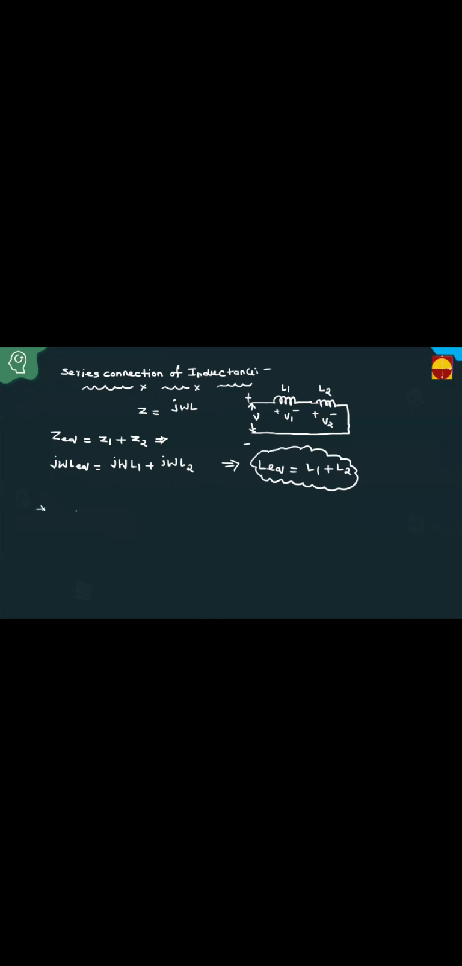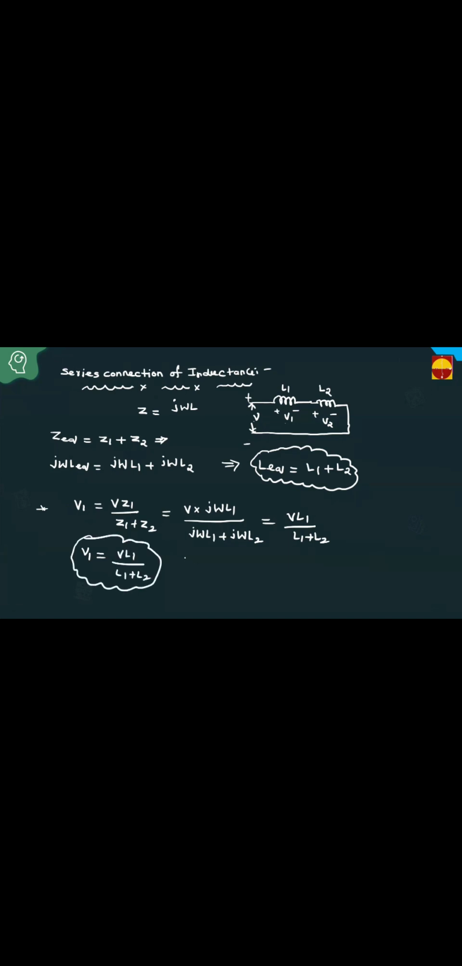Before that, apply the voltage divider rule. V1 equal to V into Z1 by Z1 plus Z2. Replace this: V into j omega L1 by j omega L1 plus j omega L2. The j omega cancels. V into L1 by L1 plus L2. Directly take V1, if you want, as V into L1 by L1 plus L2. This is V1. Similarly, what is V2?